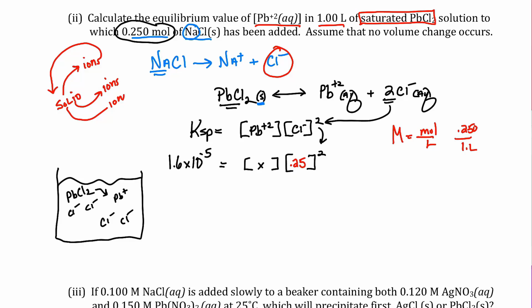Okay, so we solve for X, which is equal to the Pb plus 2 ion concentration. And by the way, I'd be dividing by the square of 25. So if you need help with the algebra, I hope not, but 0.25 squared, and then that's all that is, and you get the lead concentration to be 2.56 times 10 to the negative 4 molar.